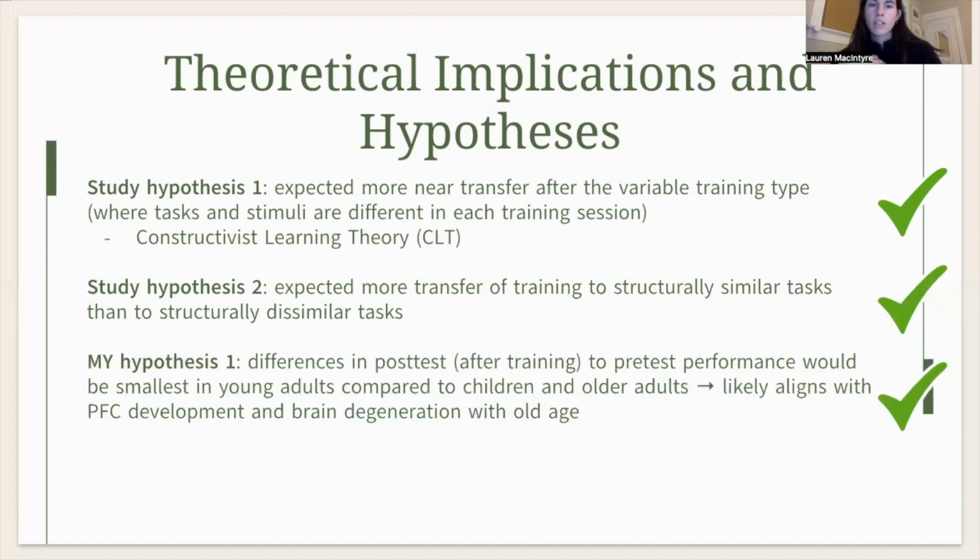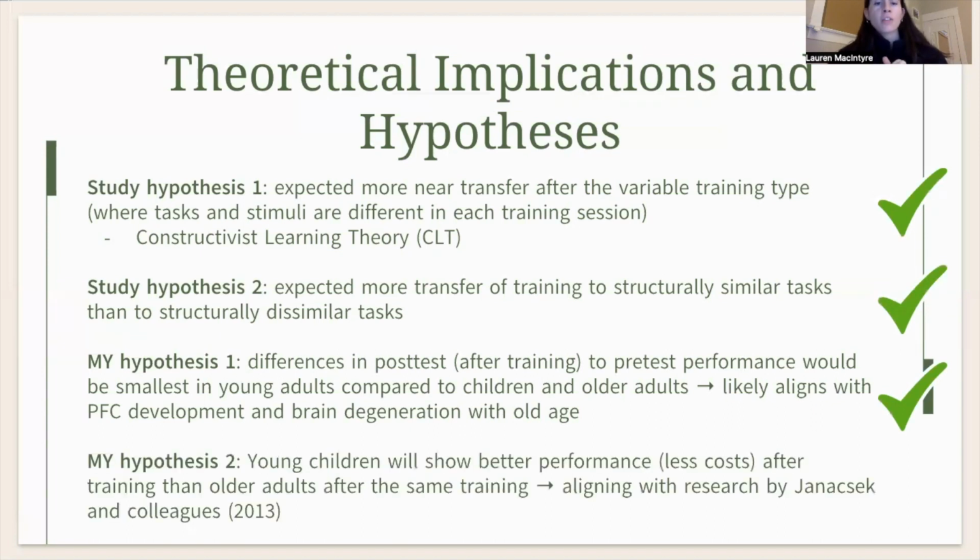My first hypothesis was correct, and it seems to align with prefrontal cortex development, because the difference in post-test to pre-test performance was smallest in young adults, because they have the most developed, or nearly developed, prefrontal cortexes, while young children's are still developing. In older adults, we're seeing cognitive decay and decay of the brain, which I'll touch on more later.